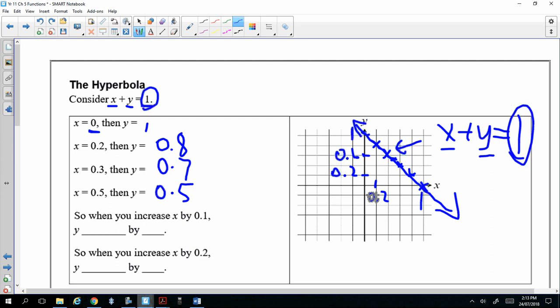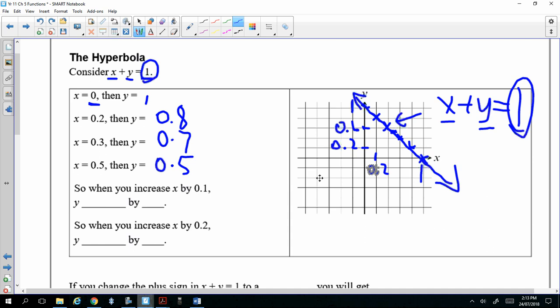So basically, if you increase the x value by 0.1, how much does y increase or decrease? Will y decrease or increase if you increase x by 0.1? Anyone? Decrease, yeah. So as x increases, y decreases by 0.1. What if you increase x by 0.2? Y will decrease by 0.2.